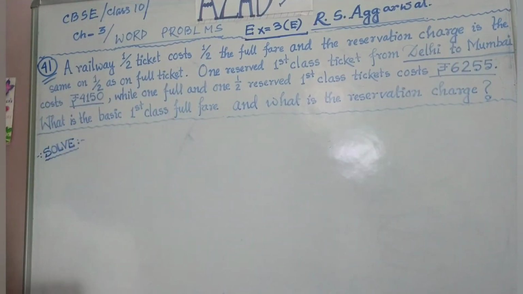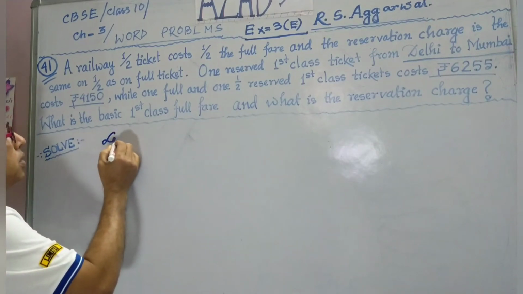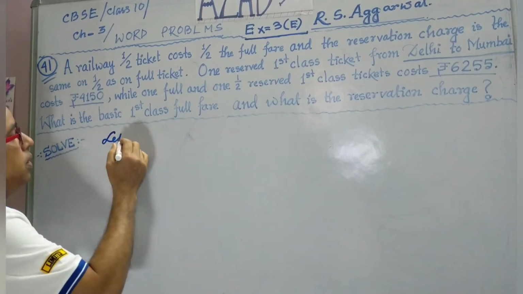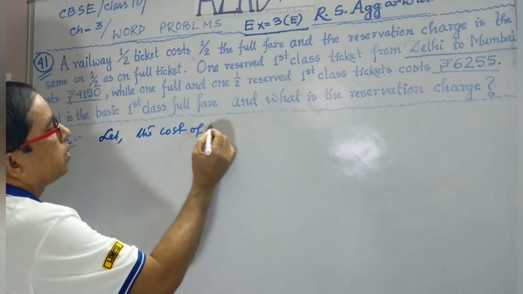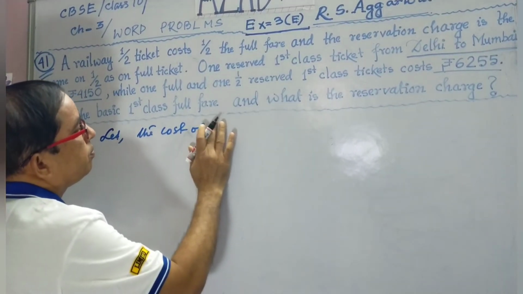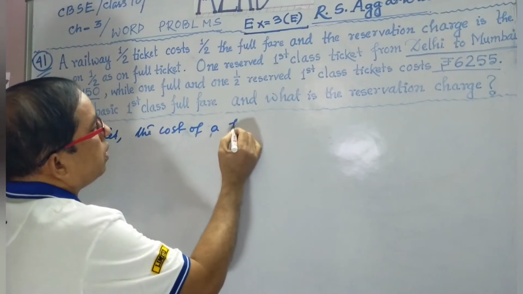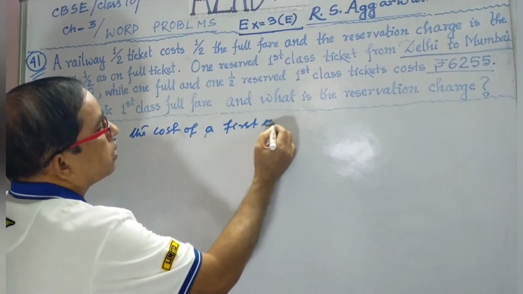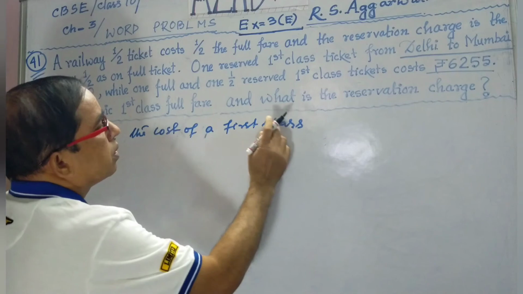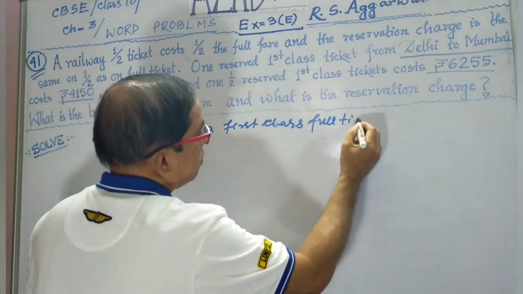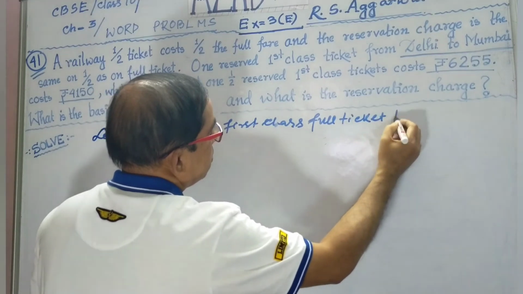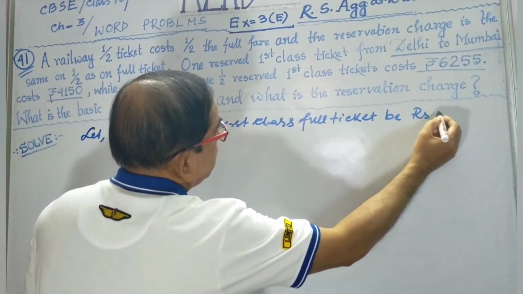Now see here, let the cost of a first class full ticket be rupees 2x.